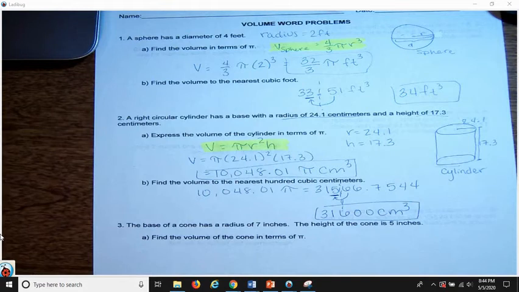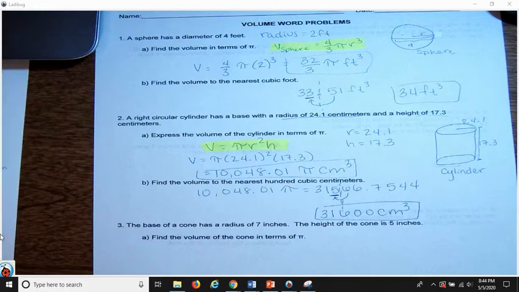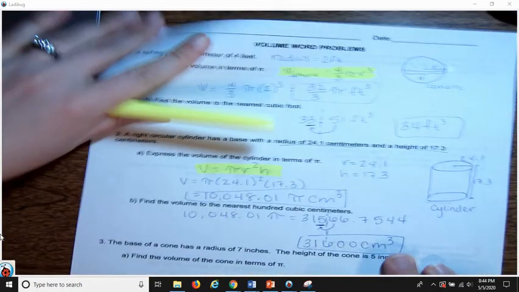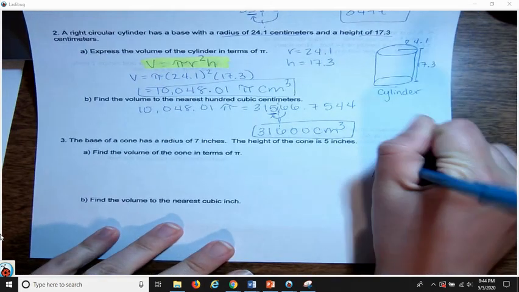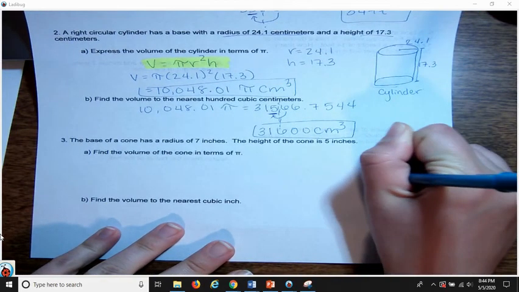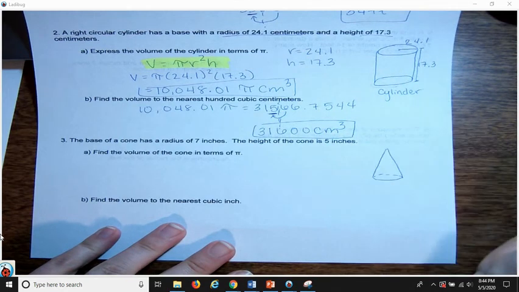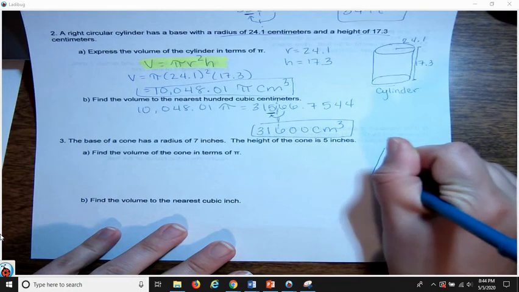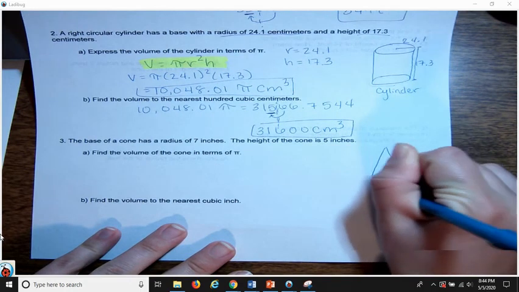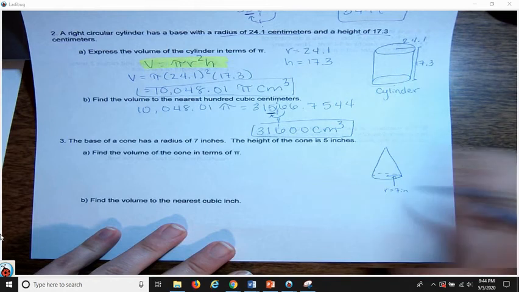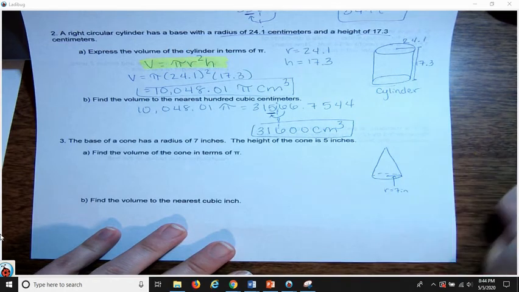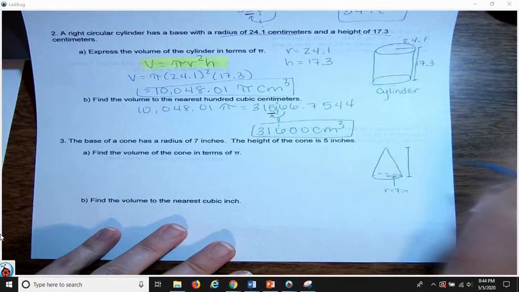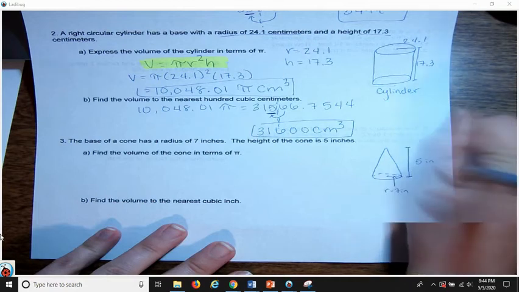Okay, next we have a cone, and it has a radius of 7 inches. Okay, so let's draw out a cone. Okay, we've got our little cone, our little party hat. Okay, and it's got a radius of 7 inches. So that means that this guy right here, radius 7 inches, and a height of 5 inches. So from here, again, this should be short and fat. And I drew it tall and skinny. I'm sorry. The height is 5 inches.